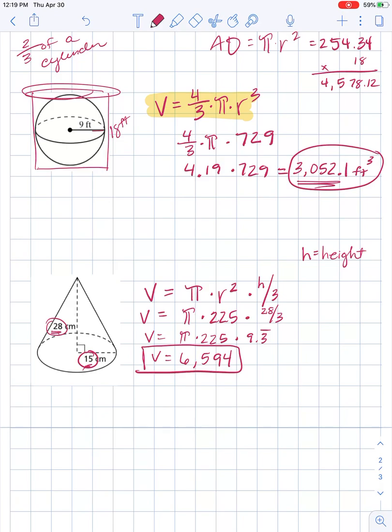When do we see cones in our life? They hold ice cream for us. They are used on the roads. What else do we see cones? Party hats. So this cone has a volume of 6,594 cubic centimeters.